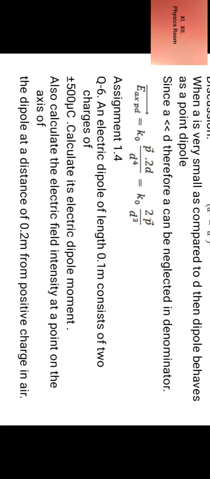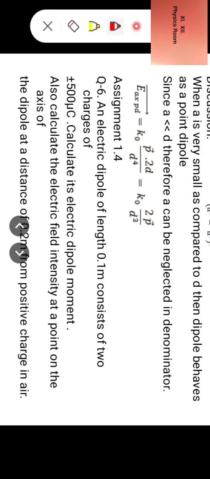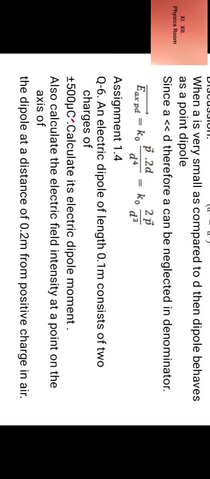Assignment 1.4, question number 6. An electric dipole of length 0.1 meter consists of two charges of plus minus 500 coulomb. Calculate its electric dipole moment. Also calculate the electric field intensity at a point on the axis of the dipole at a distance of 0.2 meter from the positive charge in air. So you solve this numerical problem on the basis of the text that you have learnt.